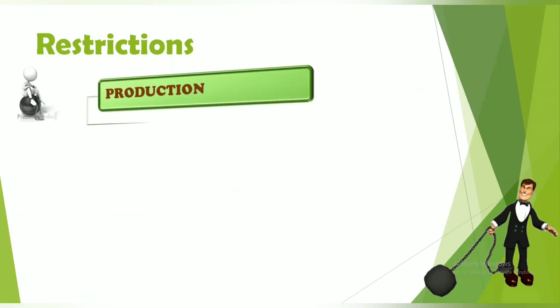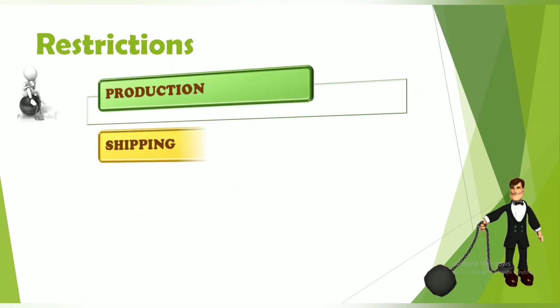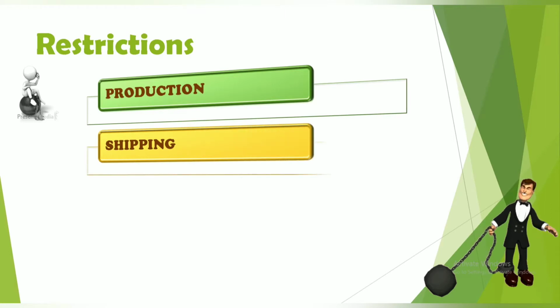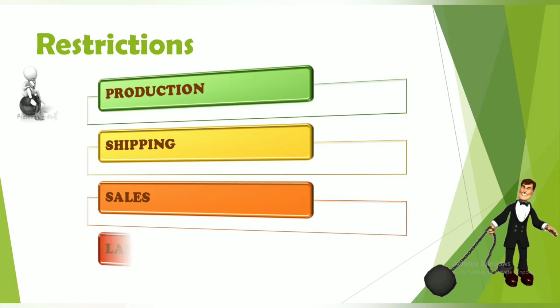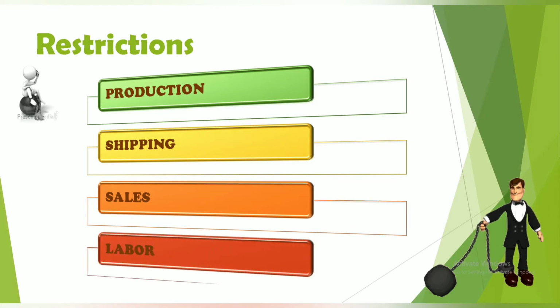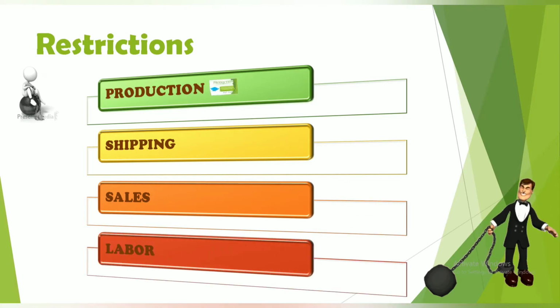And here come the restrictions. Without restrictions, of course, to gain the most profit we would decide to produce as many as possible of these two models, right? But in reality, we are restricted. For this case, we are only restricted in these four scopes: production, shipping, sales, and labor. Let's go first to production.